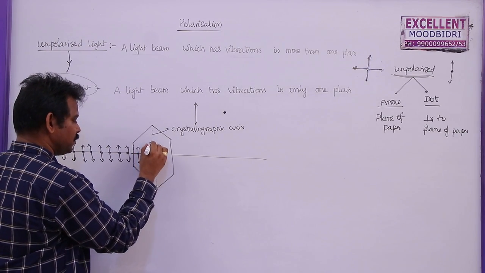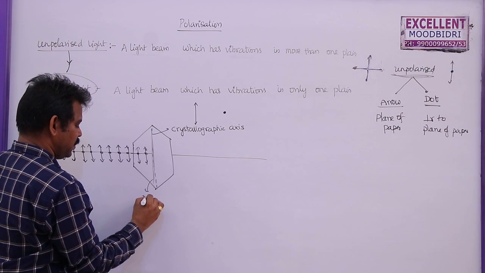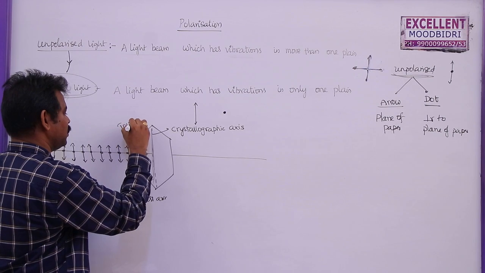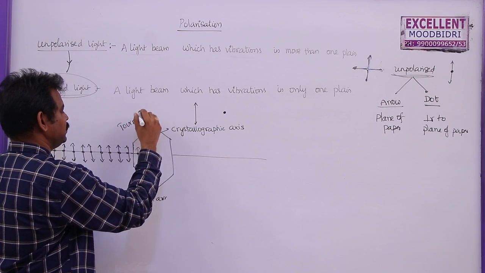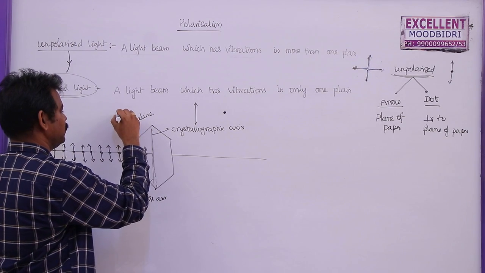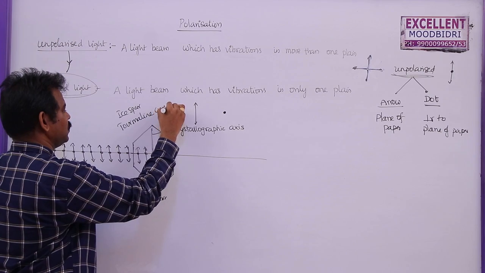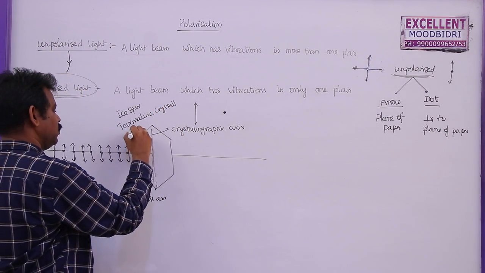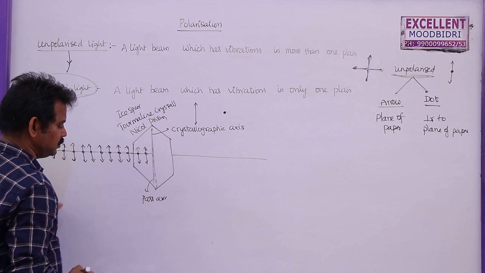those vibrations which are parallel to its axis. This axis is also called the pass axis of a tourmaline crystal, nicol prism or calcite crystal, Iceland spar. So these are all the substances which convert unpolarized light into polarized light, and the nicol prism is also one of those examples of polarizers.